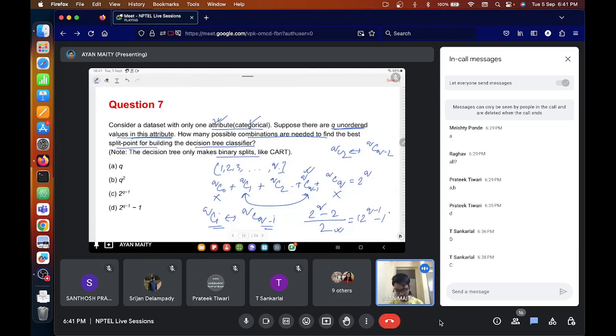So this is how you have to calculate it. First you have to remove QC0 and QCQ, because these are not splitting at all. This is putting all the elements in only one class, only one split. Then you have to remove the duplicates QCI and QCQ minus I. These splits are exactly the same, so we can just divide this whole thing by 2. So the result will be 2 to the power q minus 1 minus 1, which is option D.